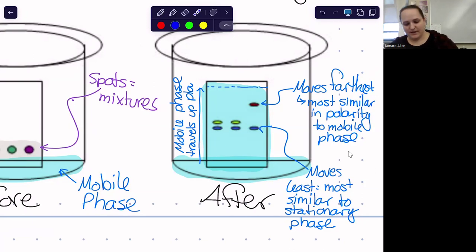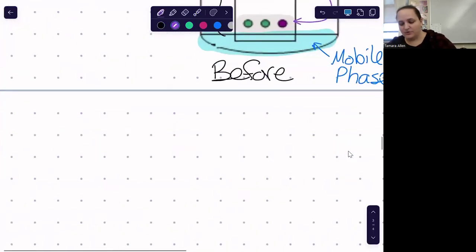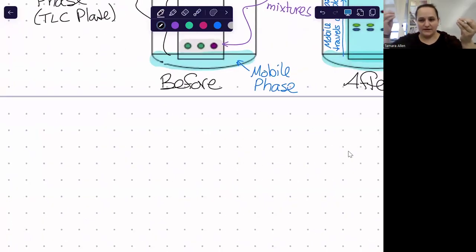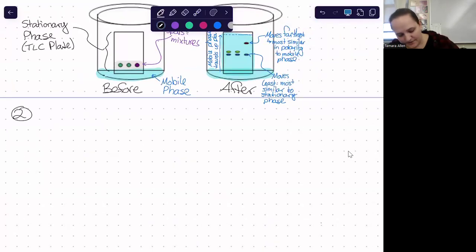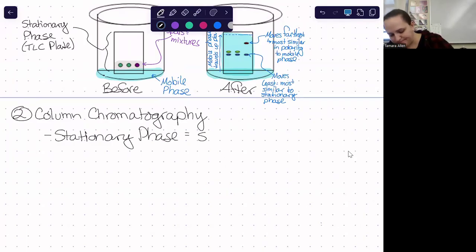And last but not least, we have another type of chromatography that is actually used for bulk separation of mixtures, that I want to end up with a container of thing A and a container of thing B. And this is known as column chromatography. So, main differences are really just the physical setup of this thing. Our stationary phase is still solid. It is still a powder.